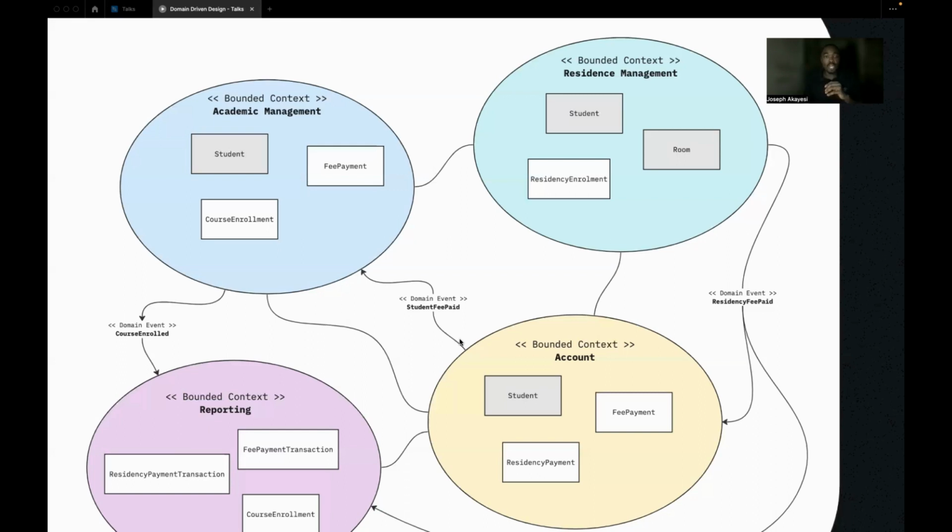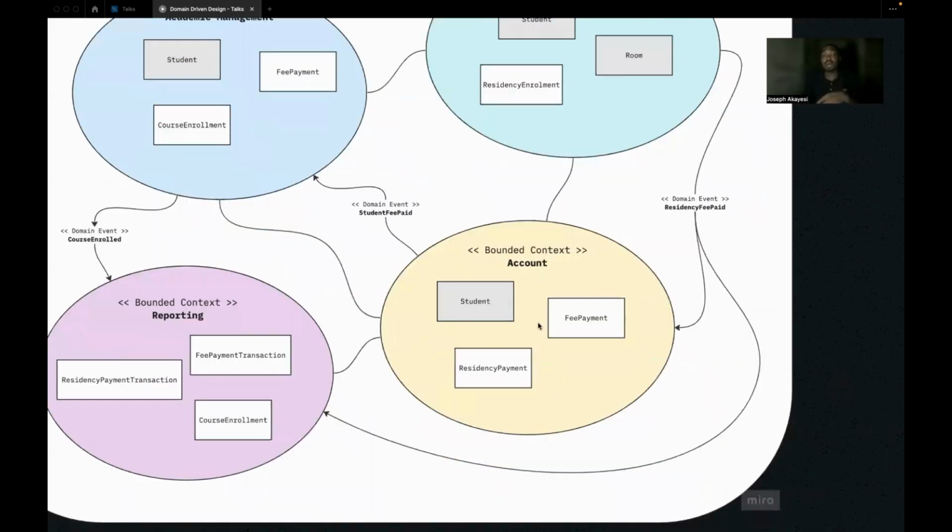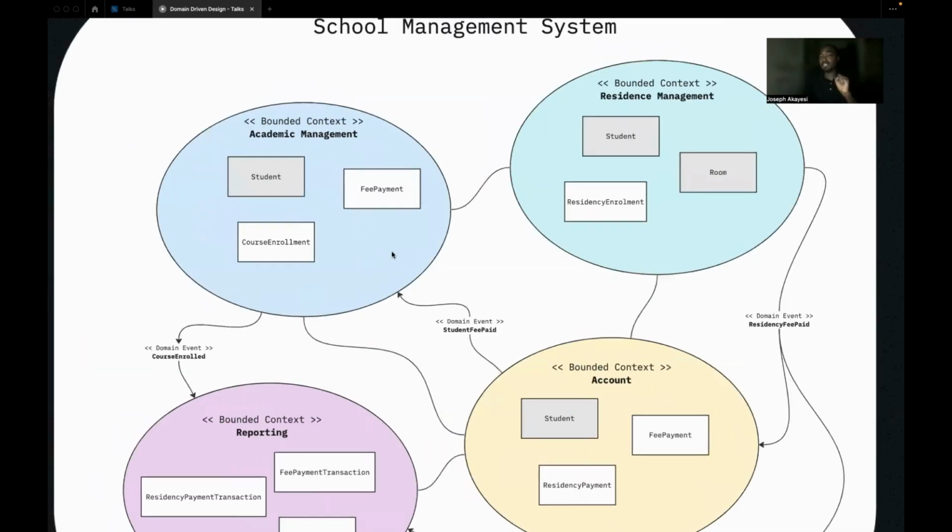For example, if the academic management bounded context requires that a student pay their fees before they can enroll in a course, well, once a student pays their fees, which is handled by the accounting bounded context, we can fire off an event to the academic management. And once academic management picks up that event, it can say, hey, okay, this student has paid their fees, and then make that student eligible to enroll in a course.